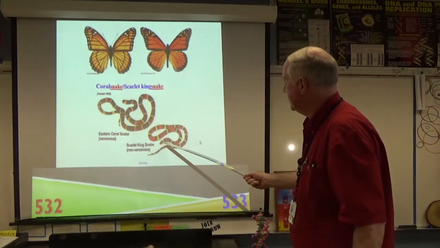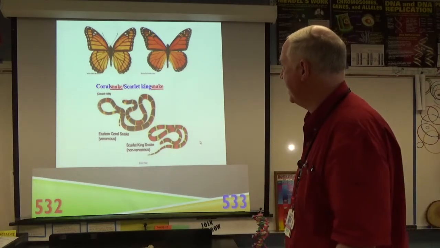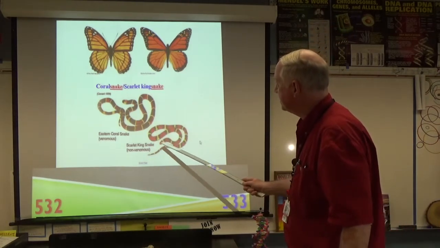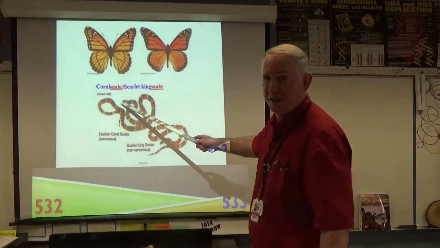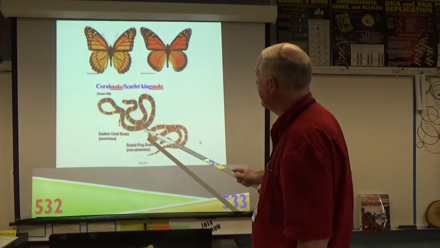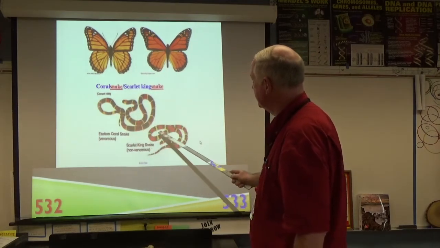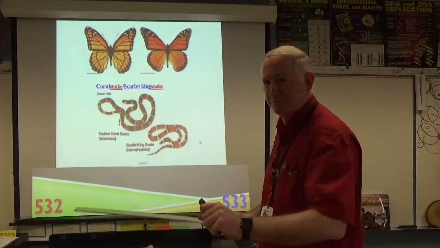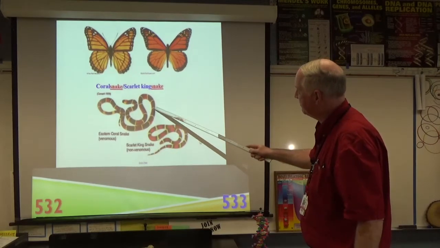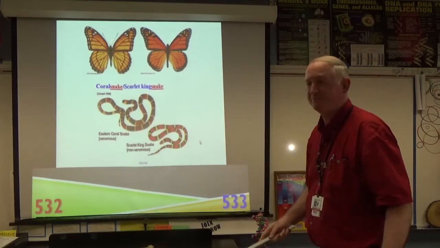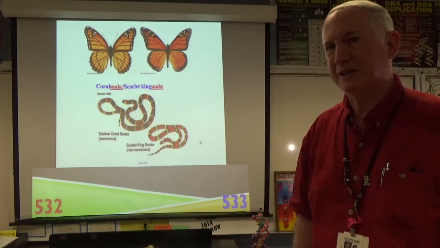This is the scarlet king snake. It's completely harmless and a very beneficial snake to have. At first, they look similar, but the coral snake, as far as I know, always has a black nose. And you can remember that red and yellow kills a fellow. Red and black put him back. Okay, so the red touching the black means they're safe, but the red touching the yellow means not safe. Those are two ways to tell the difference.